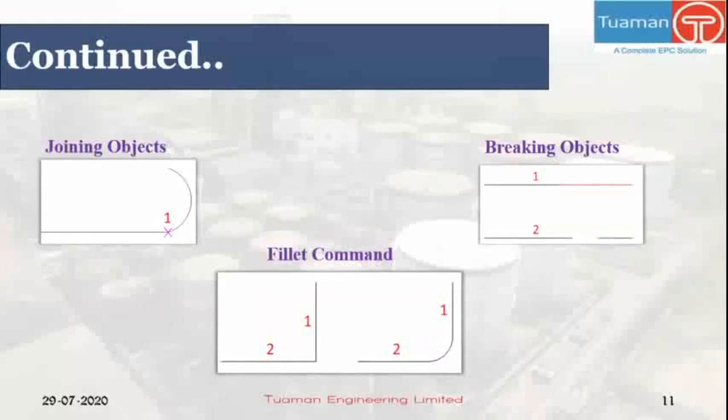Next is the break command. The break command works in two ways. One is to break an object at a point, in which the line is broken but the two endpoints of the new entities remain in contact. The second option is to break an object between 2 points, leaving a gap between the two new entities.